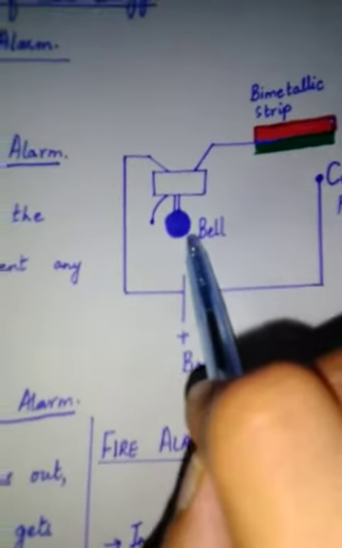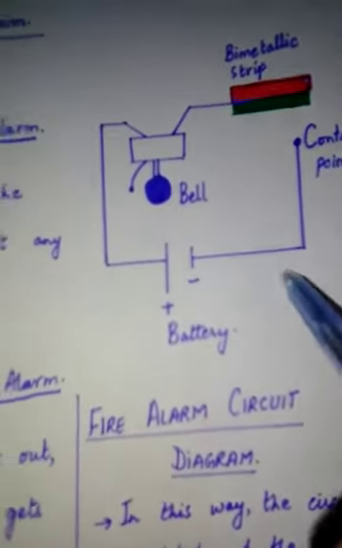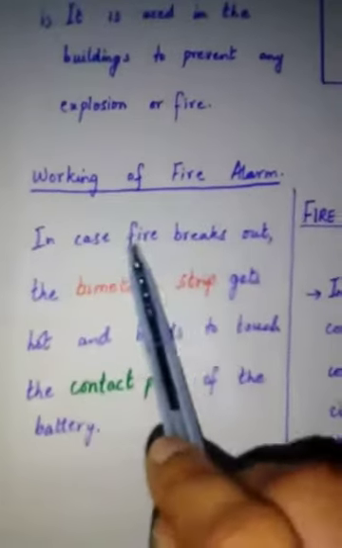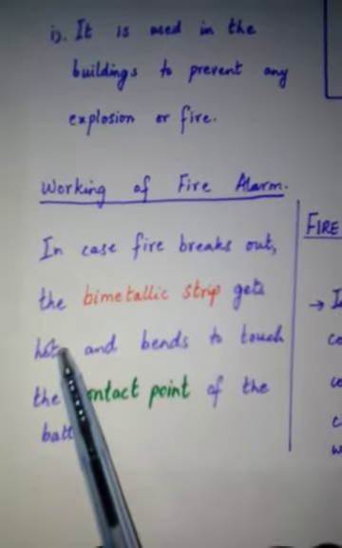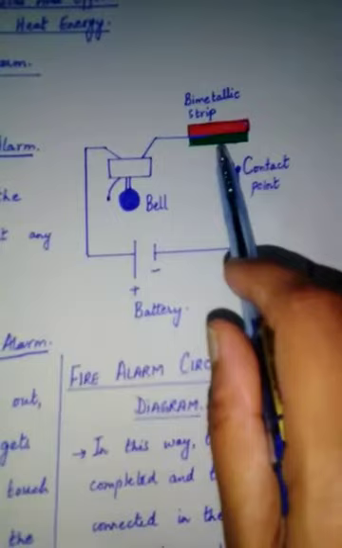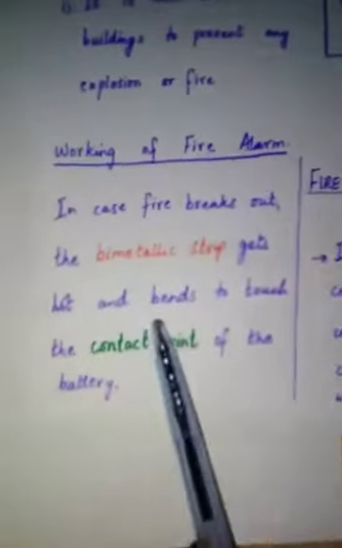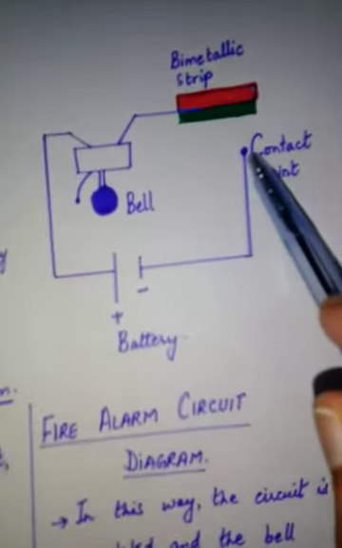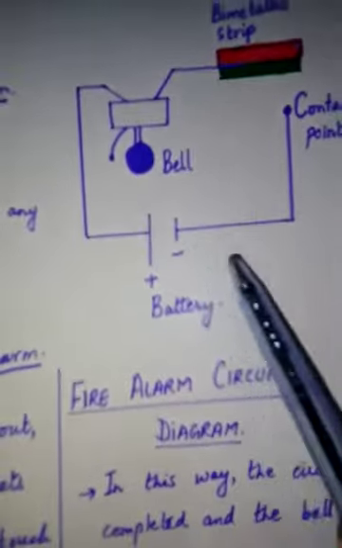Now, after this whole circuit, we will come towards the points related to the working of fire alarm. In case fire breaks out, the bimetallic strip gets hot. As I already told you here, bimetallic strip gets hot and it is going to bend and bends to touch the contact point of the battery. Here you see, students, battery in itself is made up of the positive and the negative terminal.